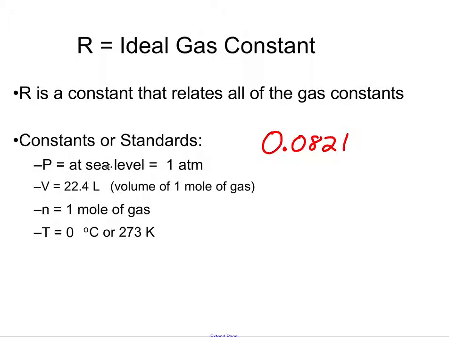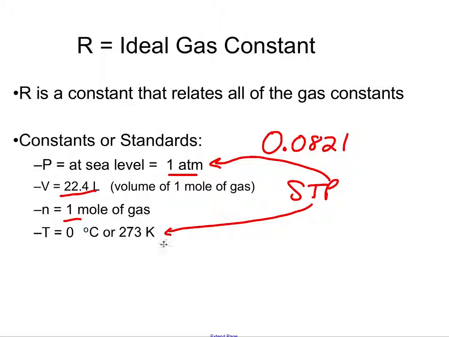So we've got constants or standards here. The pressure at sea level is always going to be 1 atm. That's standard pressure. You've seen that earlier in the year when we talked about STP. Standard pressure is 1 atm. We've got volume. We know that a mole of gas takes up 22.4 liters of space. So if you have a mole and it's at STP, it's going to take up this. This is a standard. 1 mole is just our standard when we talk about moles of gas, and our standard temperature is 0 Celsius. That's what we talked about earlier in the year.